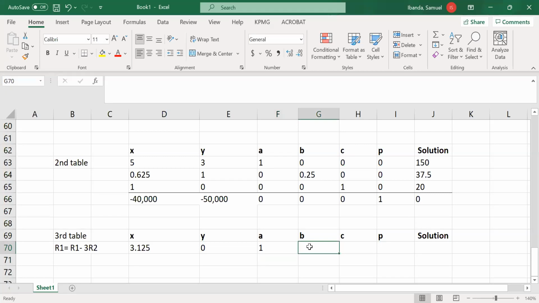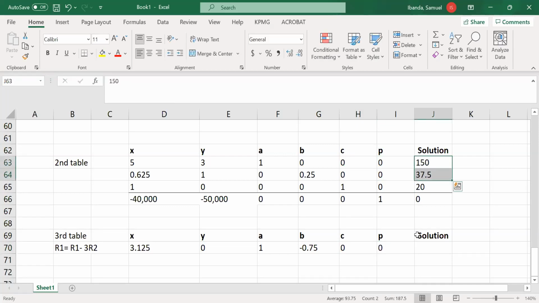Then the next one is 0 minus 3 times 0.25. 0.25 gives me negative 0.75. This one is 0 minus 3 times 0 gives me a 0. Same story here, gives me a 0.